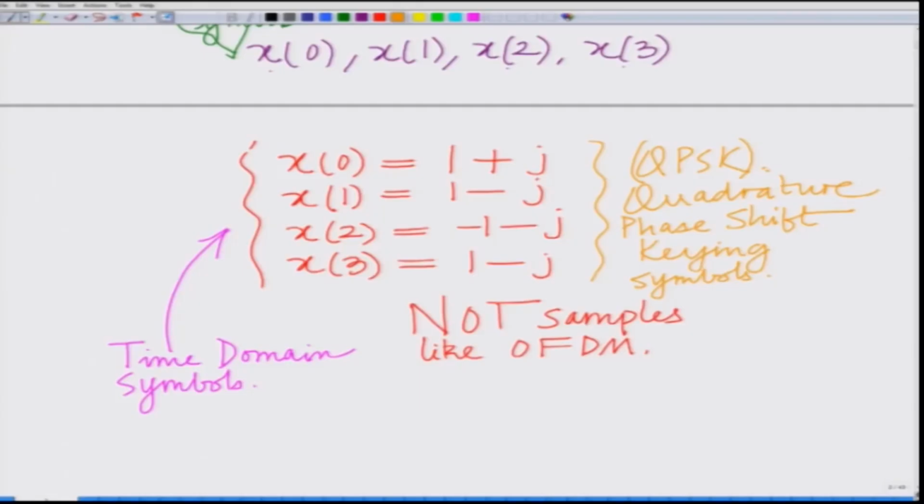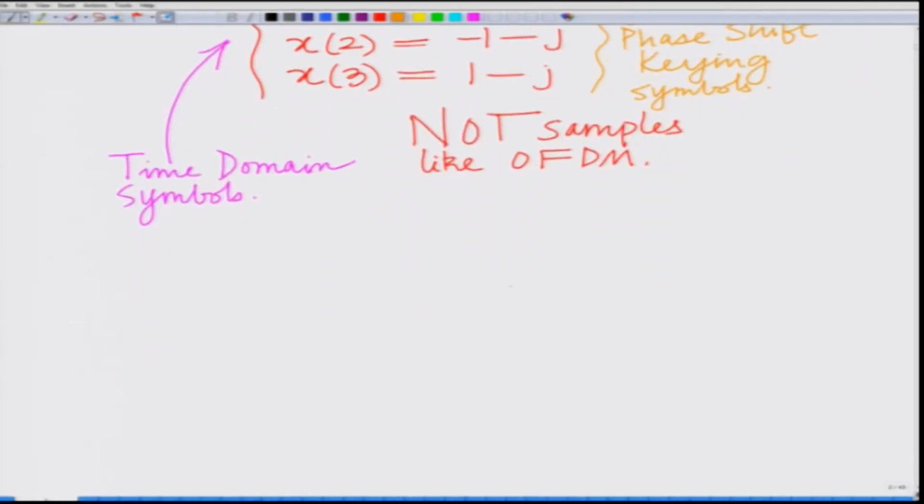So, what we are saying is small x0 is 1 plus j, small x1 is 1 minus j, small x2 is -1 minus j, small x3 is 1 minus j. These are the time domain symbols. In fact, to be more explicit, these are the time domain QPSK symbols, although one can choose any particular modulation. That is not a restriction in this scheme.